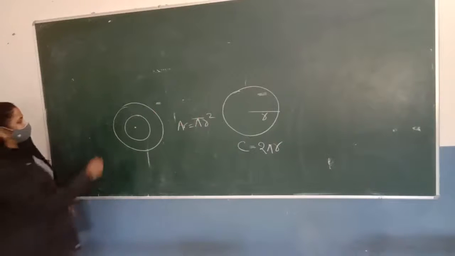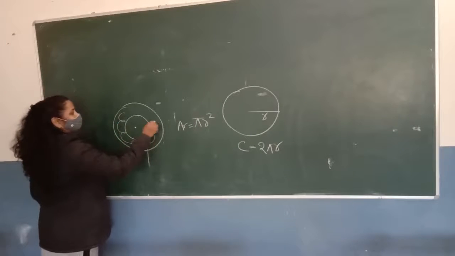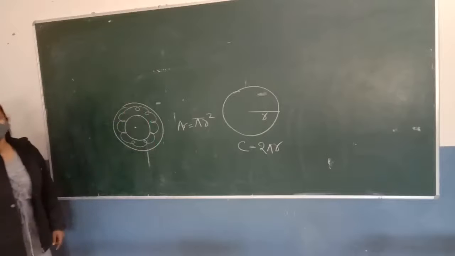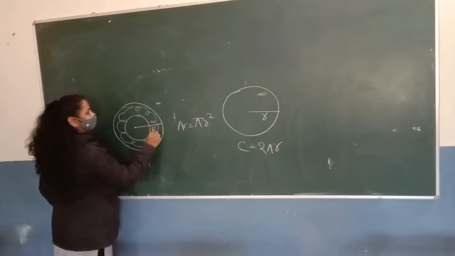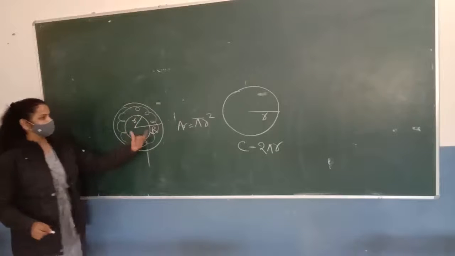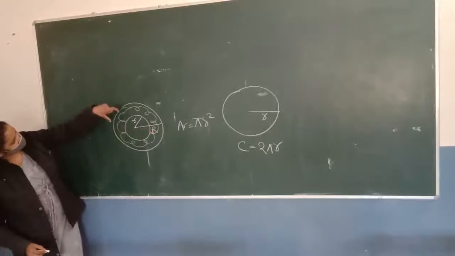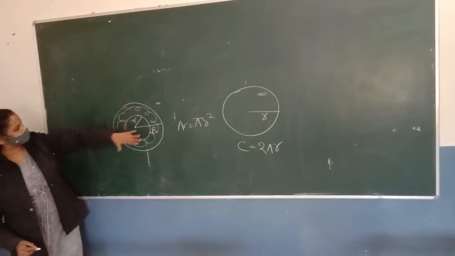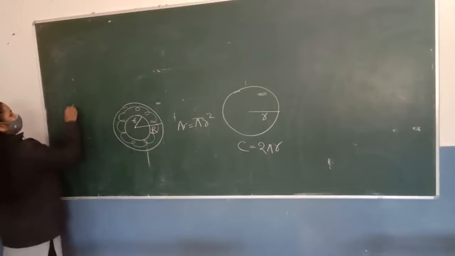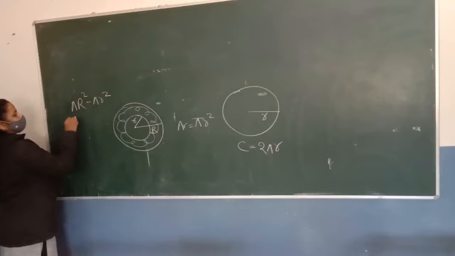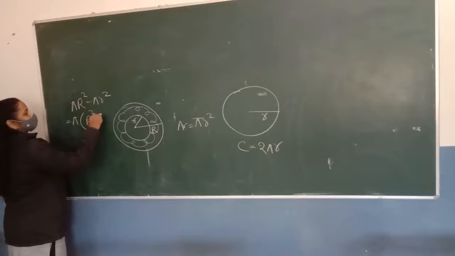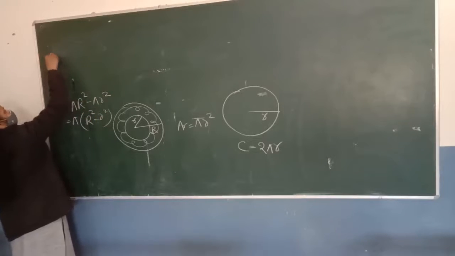So in case of this, if you want to find the area of this portion, what will you do? Area of the outer circle minus the area of the inner circle. So suppose the radius of the outer circle is R and the inner circle is smaller, r. So we can find the area of this ring by pi R square minus pi r square. That is pi common, R square minus r square.